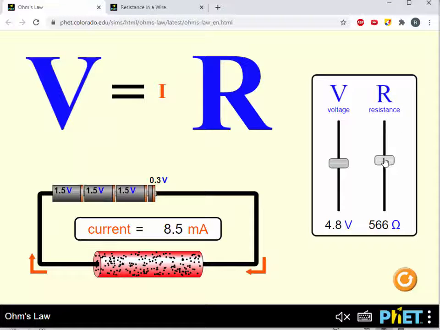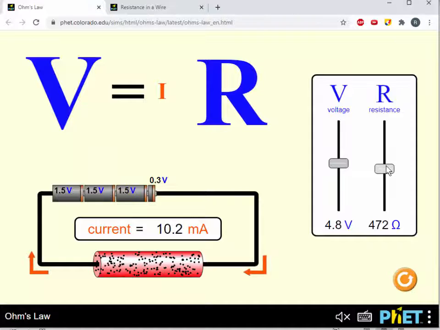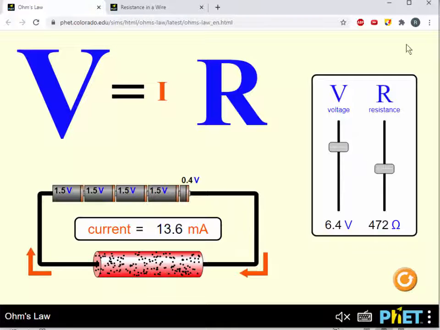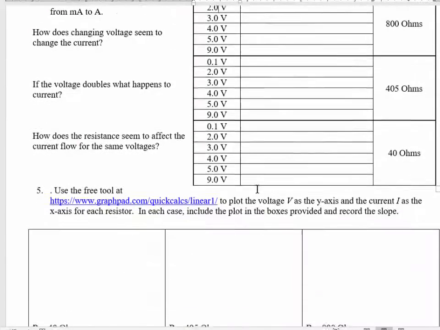So let's go ahead and do that really quickly. Here's how you mess around with the resistance, and here's how you mess around with the voltage, and wow, look at that, it looks to me like they're proportional. Then what you're going to do is graph these.